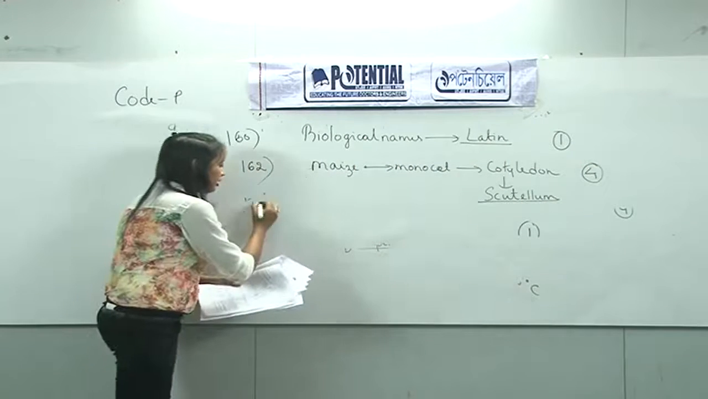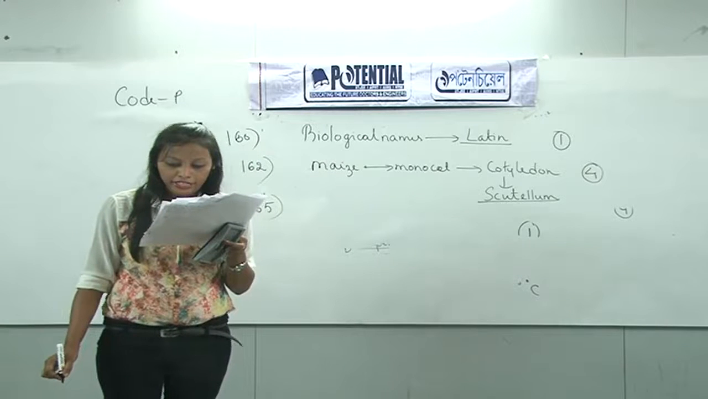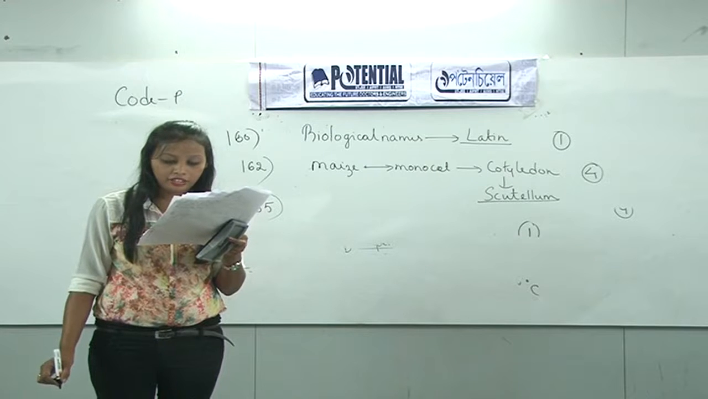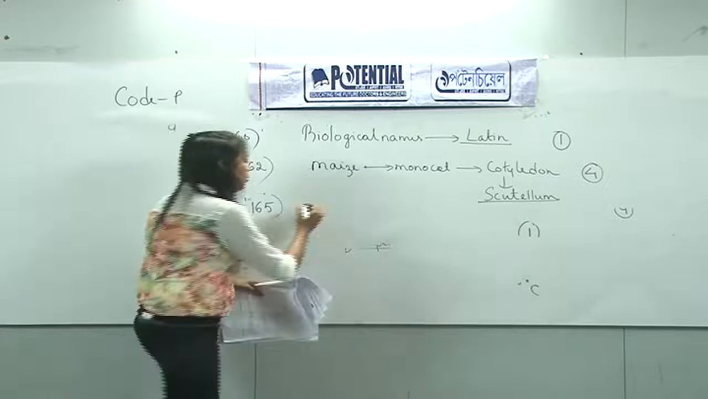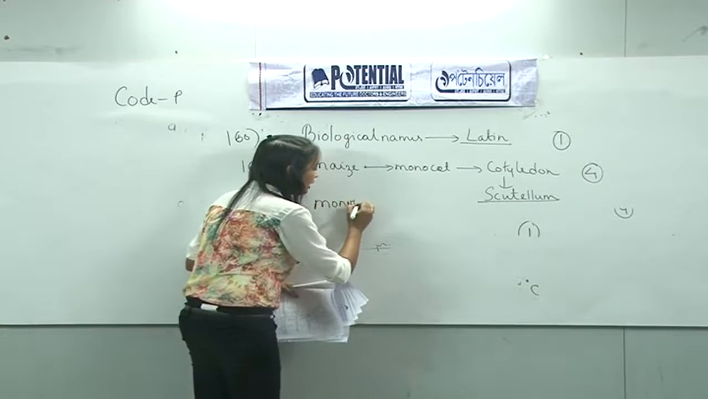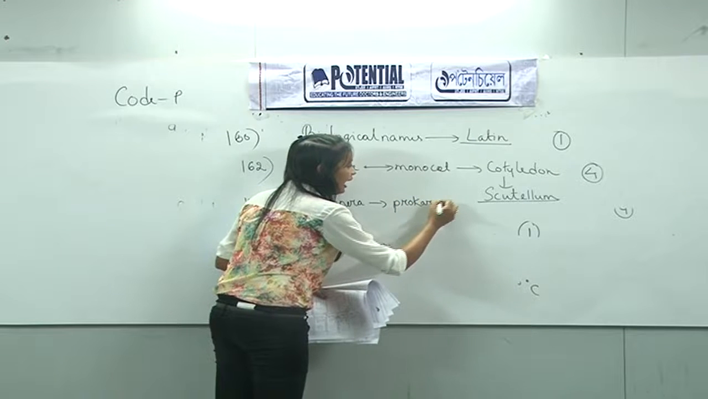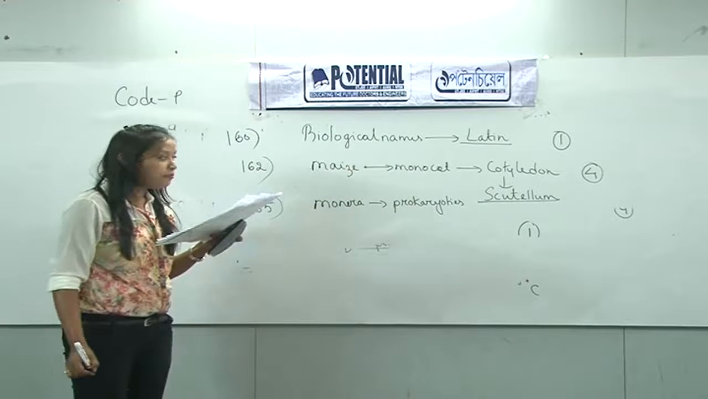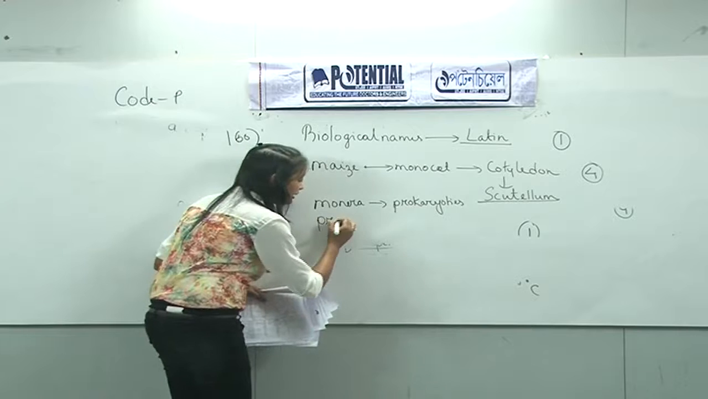Then move to question number 165. Diatoms, euglenoids, dinoflagellates and slime molds are included in the kingdom Monera, Protista, Fungi and Animalia. So we know Monera is the kingdom which contains prokaryotic organisms. But what are given here? Diatoms, dinoflagellates, euglenoids and slime molds. But these are eukaryotic organisms. So move to the next kingdom, that is Protista.